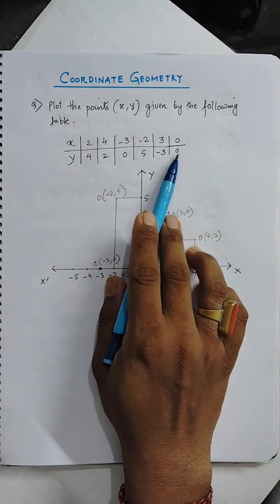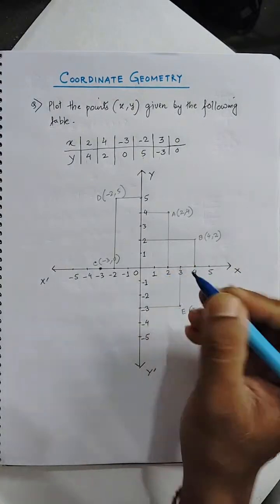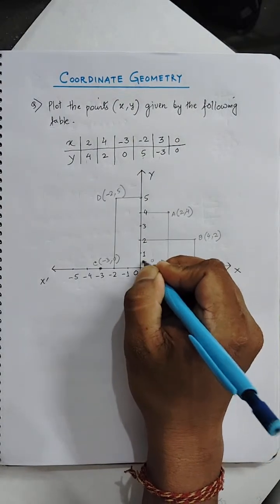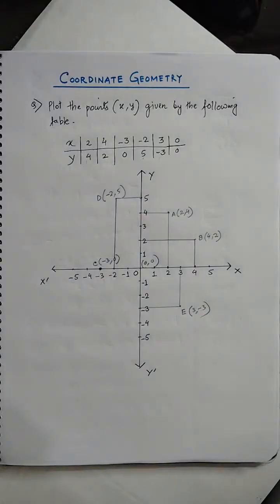Okay, and the last point is 0 and 0. So these are the coordinates of the origin. So this is 0 and 0. So this is how our graph will look like. Okay. Okay, so let's move to the next question.